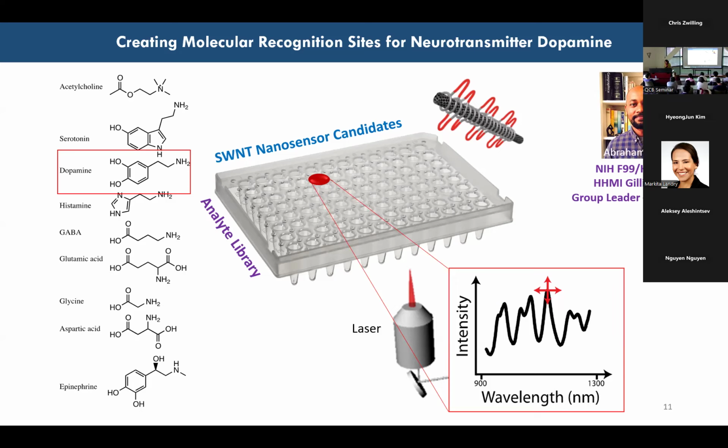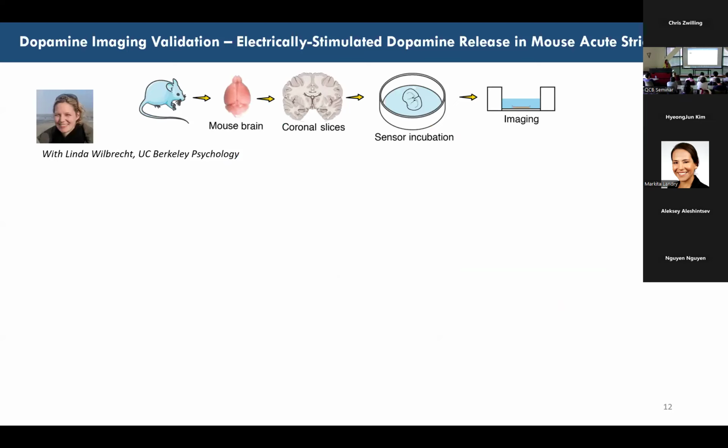So again, just very quickly going over many, many years of work, the bottom line is that we were successful in identifying one of these polymers, specifically a repeat of GT nucleic acid, single-strand DNA, that provides an over 2,000% modulation in fluorescence upon addition of dopamine ex vivo. So then what we wanted to do was see whether or not this probe could be used to measure endogenous dopamine signaling in living brain tissue.